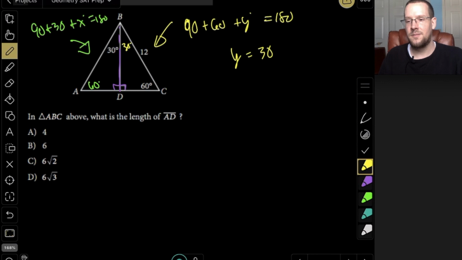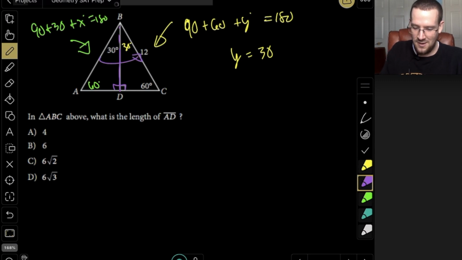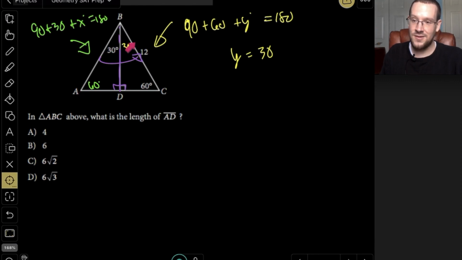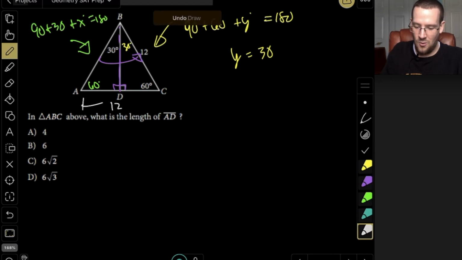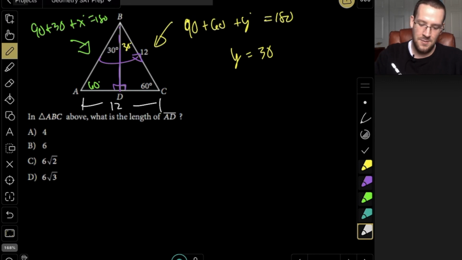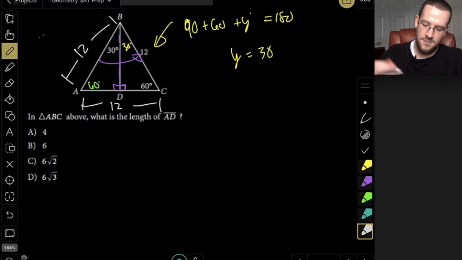These two triangles are the same. Triangle's the same, but this is an equiangular triangle because 30 plus 30 is 60. So we have 60 degrees, 60 degrees, 60 degrees. So that means that if it's equiangular, it's also equilateral. So that means that AC, this whole thing, is 12. That means that AB is 12.